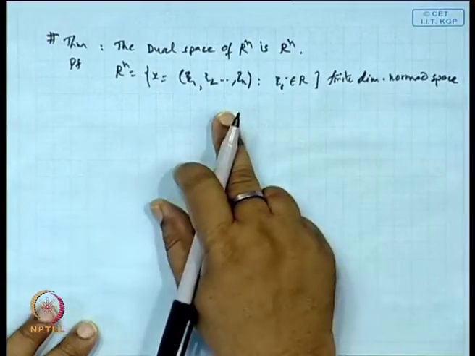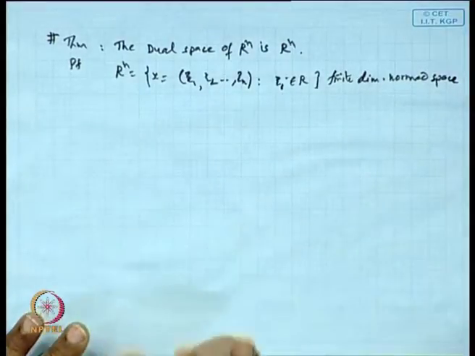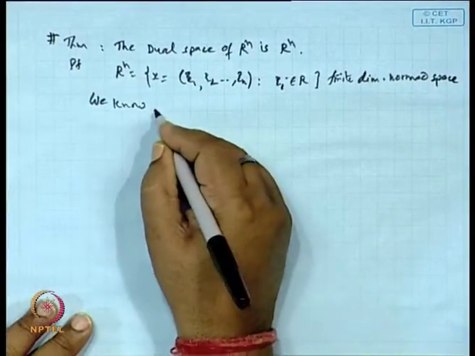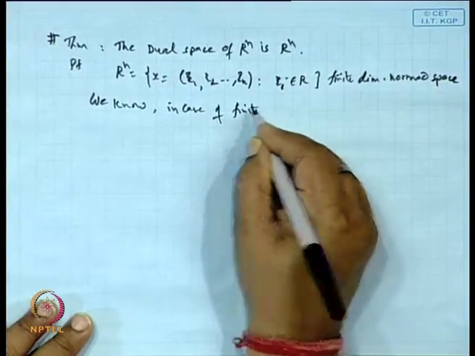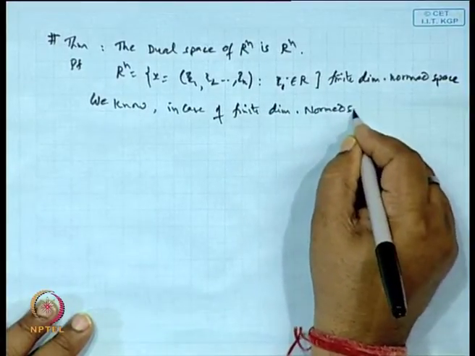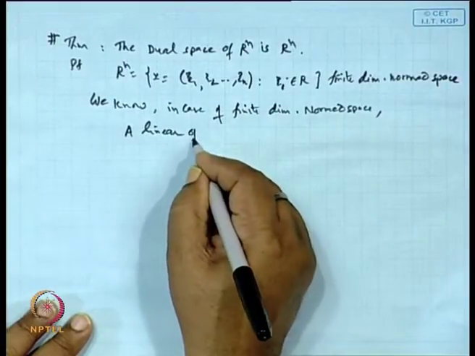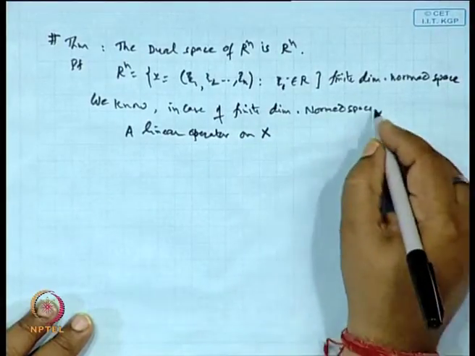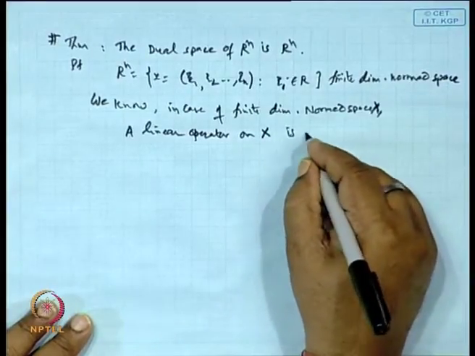And we know that in the case of a finite dimensional norm space, any linear operator is bounded. We know that on a finite dimensional norm space X, a linear operator on X is always bounded.